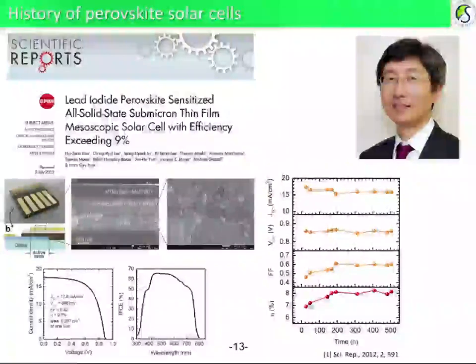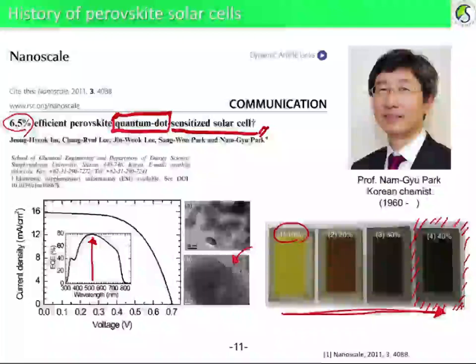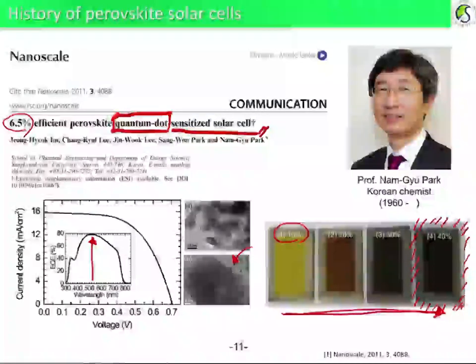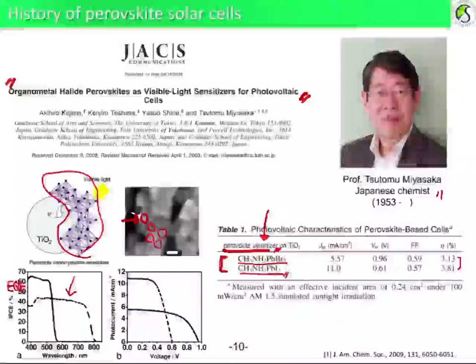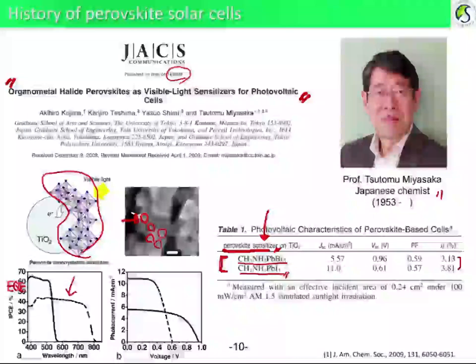And to resolve this very poor stability issue, Professor Namgyu Park replaced the solution electrolyte with a solid-state hole transporting material. This study was published in 2012, and you can see that the first perovskite solar cell based on the solution electrolyte was first published in 2009.